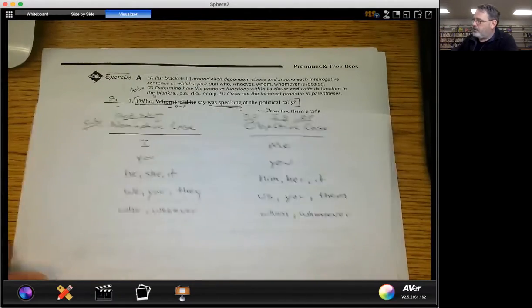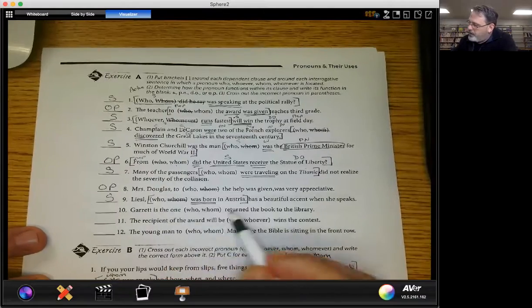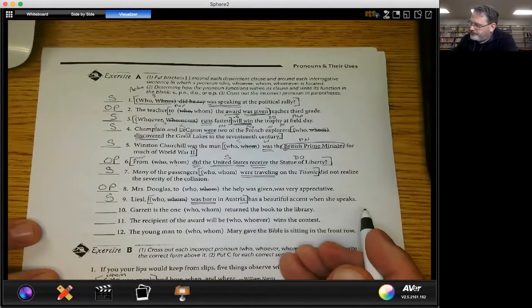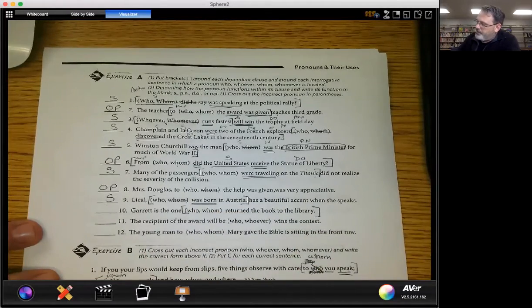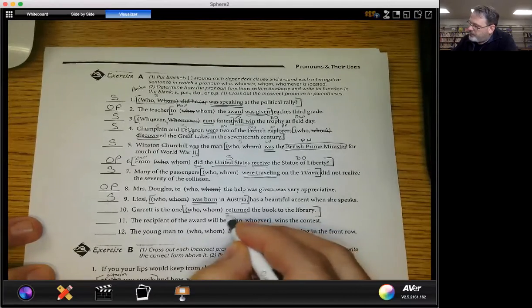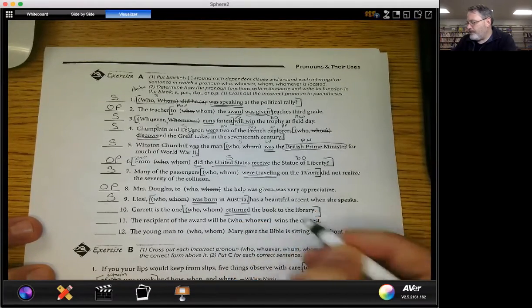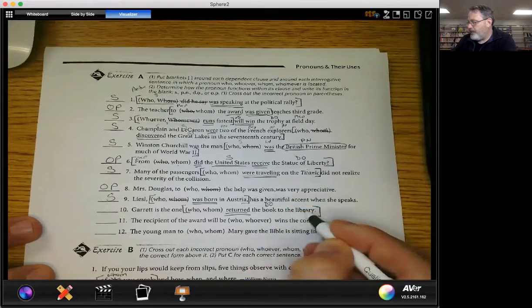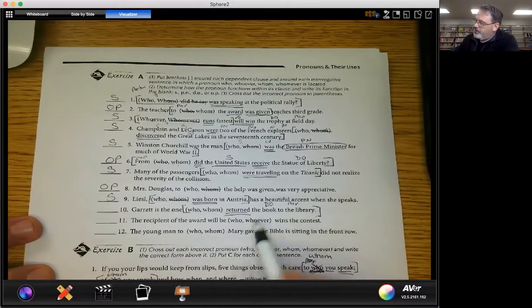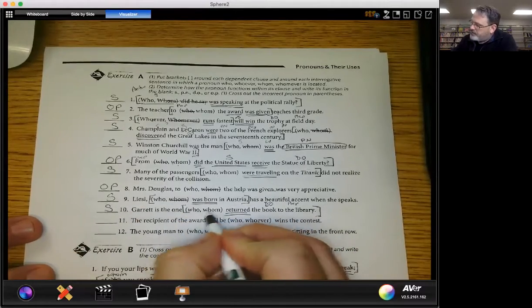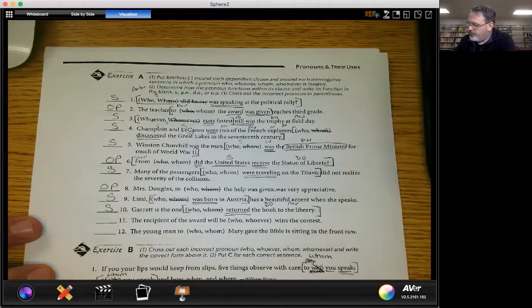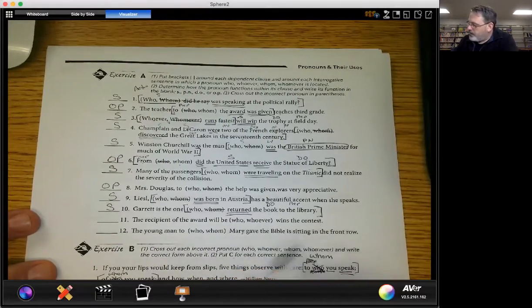Nominative case, who. Okay. Garrett is the one who or whom returned the book to the library. All right, so the clause is who or whom returned the book to the library. In the context of the clause, the verb is returned. That's an action verb. Book is the direct object. The library is a prepositional phrase. So that means that this must be the subject. And subjects are nominative case. Who is a nominative case pronoun. That's the correct answer.